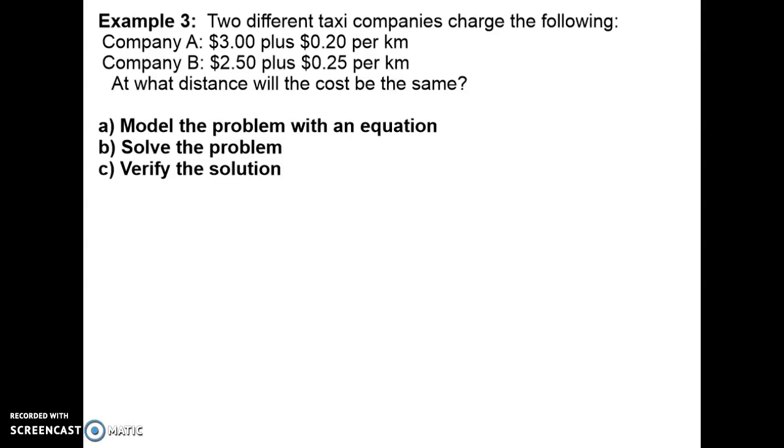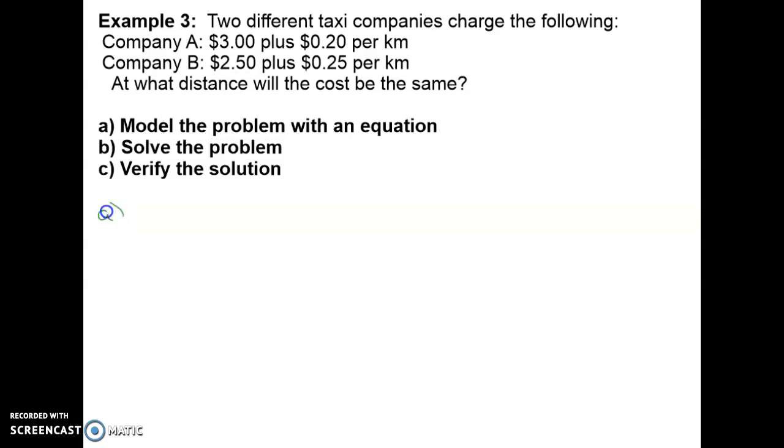Example 3, a word problem. Two different taxi companies charge the following. Company A charges $3 plus 20 cents per kilometer. Company B charges $2.50 plus 25 cents per kilometer. We want to know at what distance the cost will be the same.